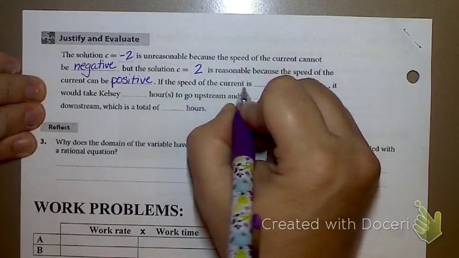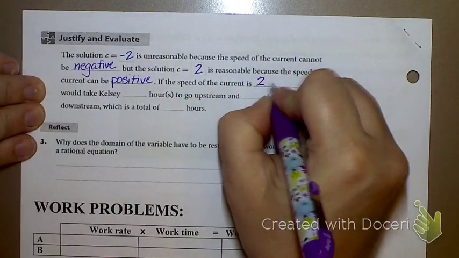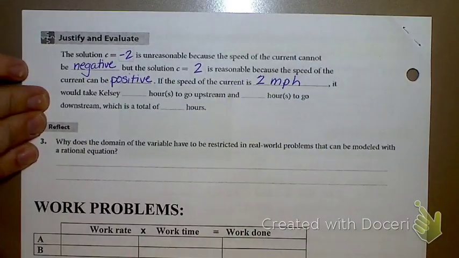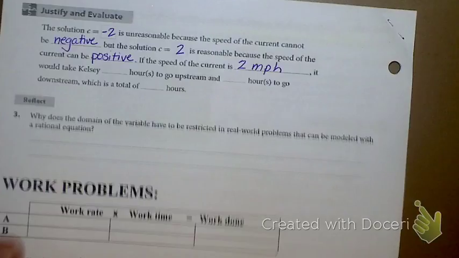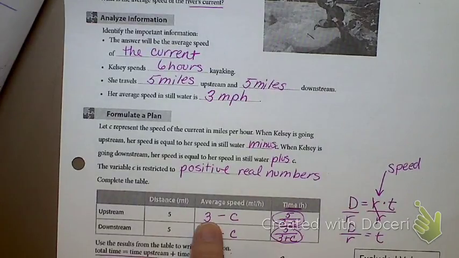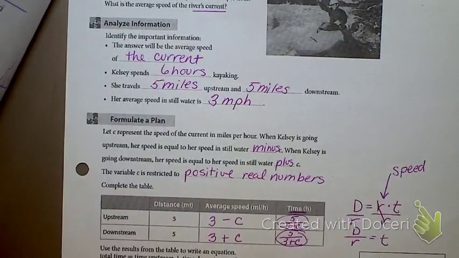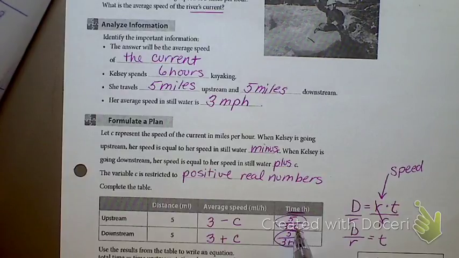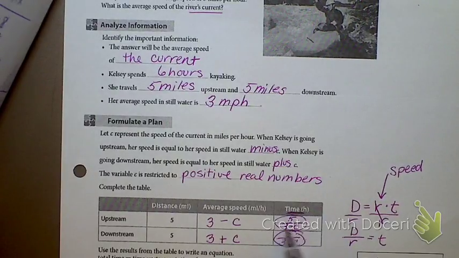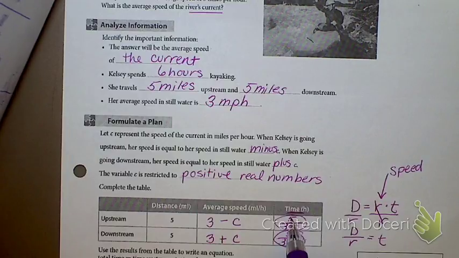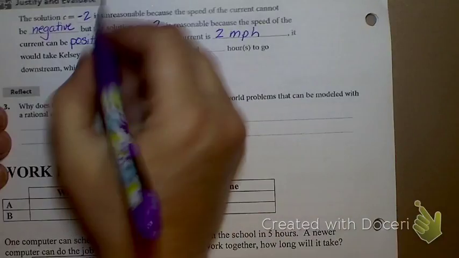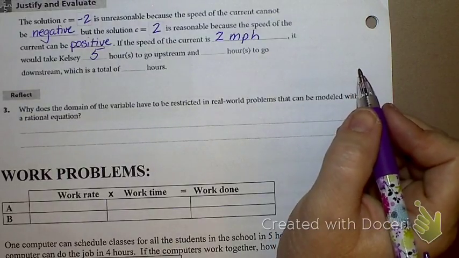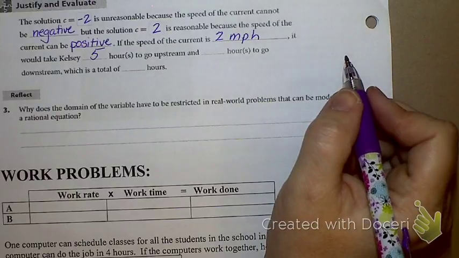If the speed of the current is 2 miles per hour, it would take Kelsey how many hours to go upstream? Five over 3 minus 2, right? That represents the time. What's 3 minus 2? 1. 5 over 1 is... So it would take her 5 hours to go upstream. That's dedication. I would have given up. My arms would die. And how long to go downstream?